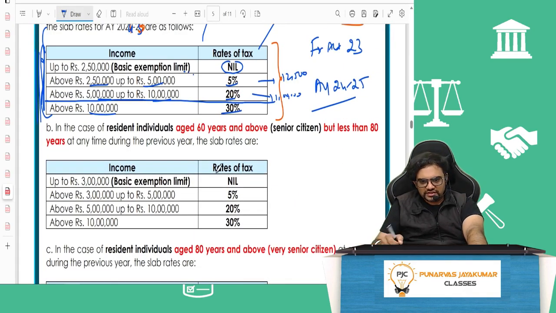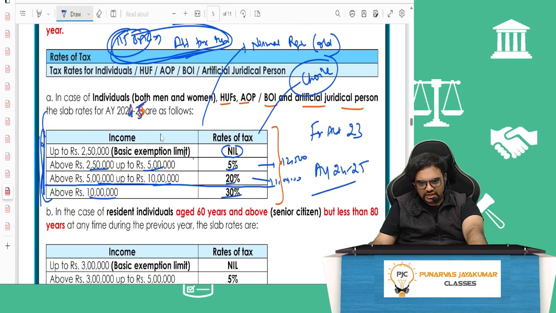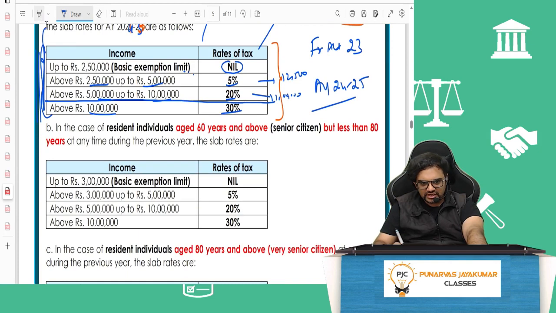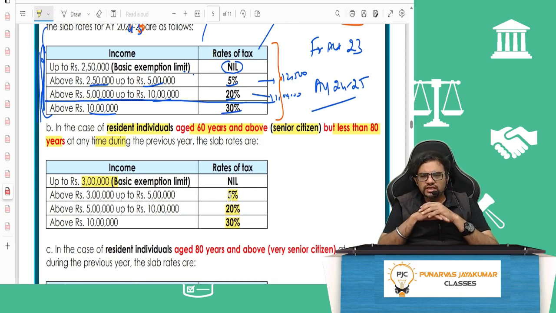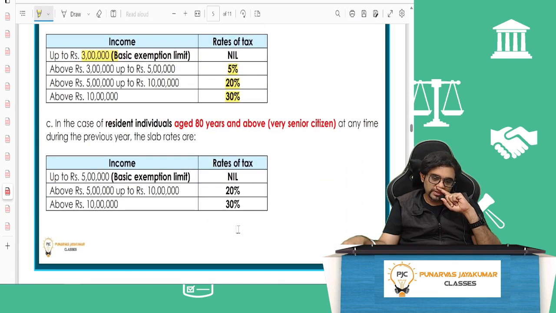So if you see, in case of resident individuals, age 60 years and above, senior citizen, but less than 80 years at any time, up to 3 lakh, nil, 3 lakh to 5 lakh, 5%, 5 lakh to 10 lakh, 20%, above 10 lakh, 30%. Same thing, basic exemption limit is shifted to 3 lakh, that's all. And for super senior citizens, meaning 80 plus, up to 5 lakh, nil, 5 lakh to 10 lakh, 20%, above 10 lakh, 30%.